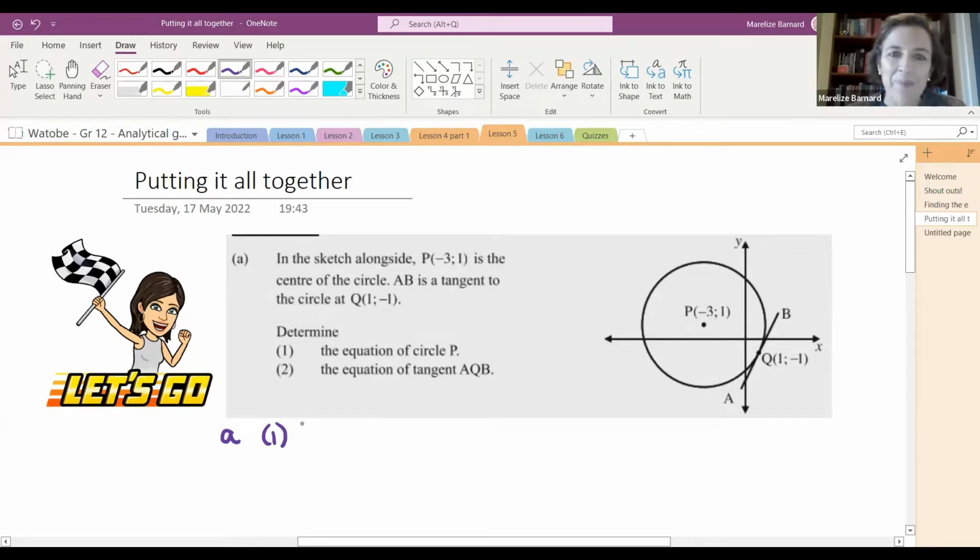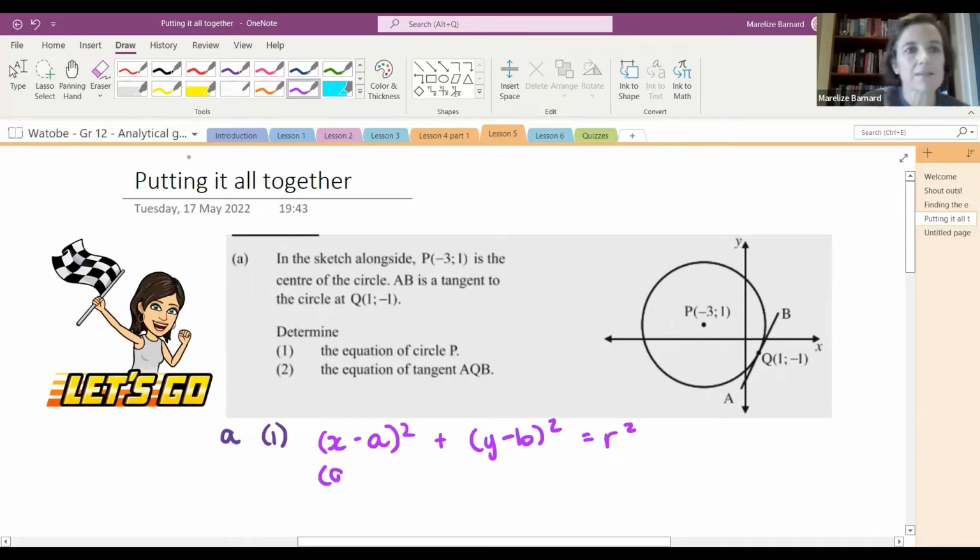Good job. Okay, so the equation of the circle is (x minus a) squared plus (y minus b) squared equals r squared. So we're going to say x minus a, which is my x coordinate of the center of the circle. So that'll be (x plus 3) squared, and then (y minus 1) squared is equal to r squared.